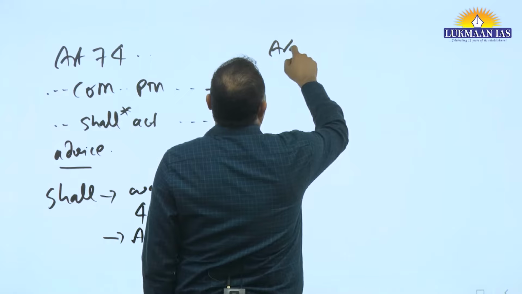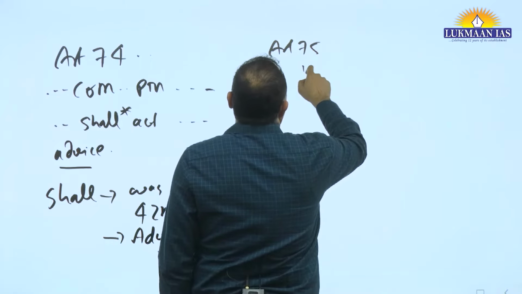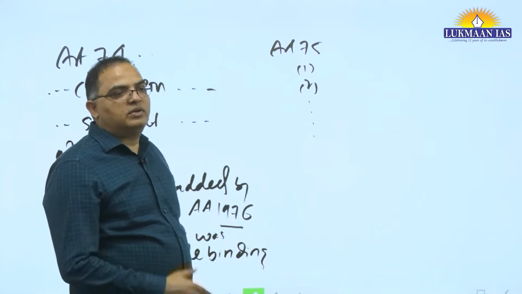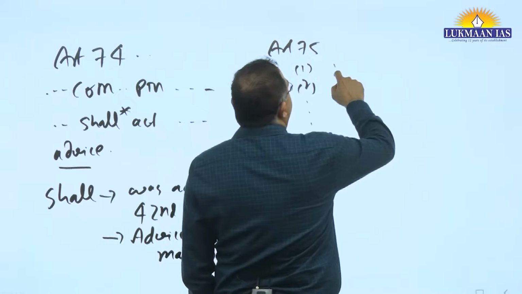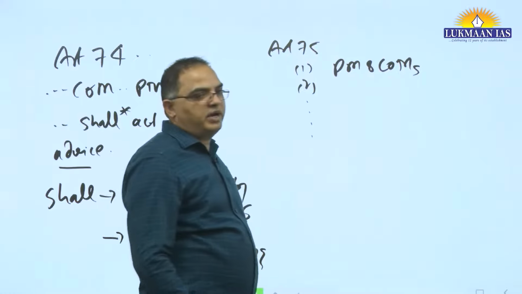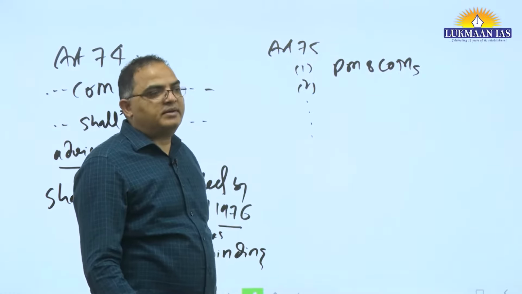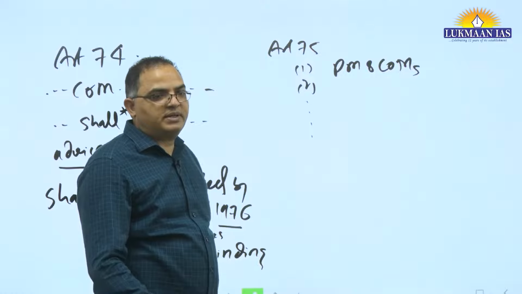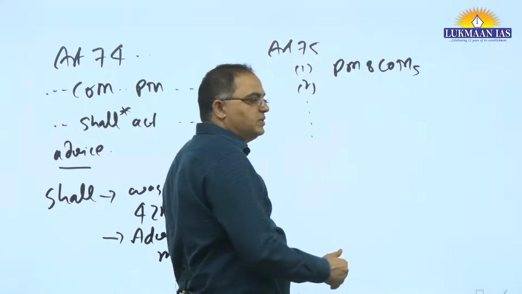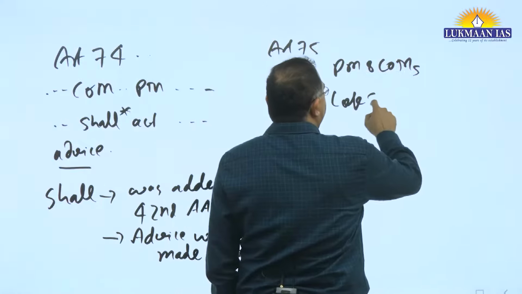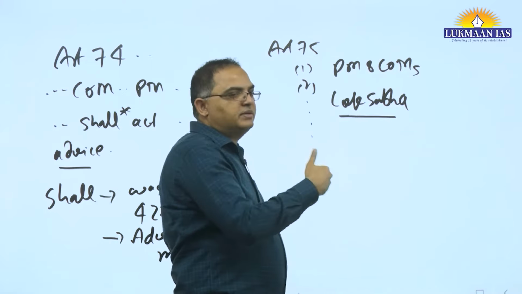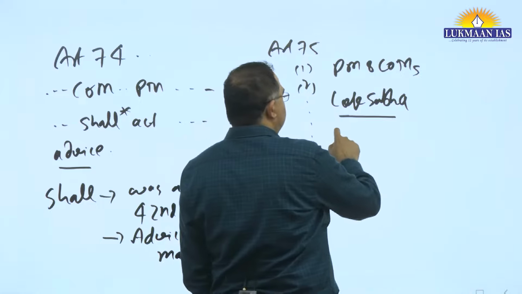Then, Article 75, you know that. If you read clauses 1, 2 and so on, basically it deals with the PM and the COM. Appointment of the Prime Minister is done by the President. Then the Council of Ministers is appointed by the President on the advice of the Prime Minister. They are collectively responsible to the Lok Sabha. They hold positions during the pleasure of the President.